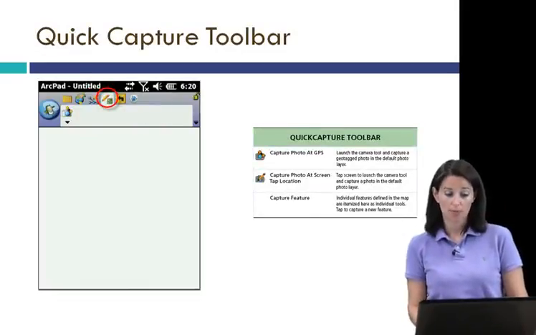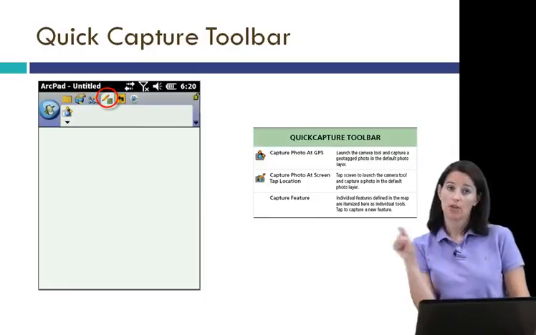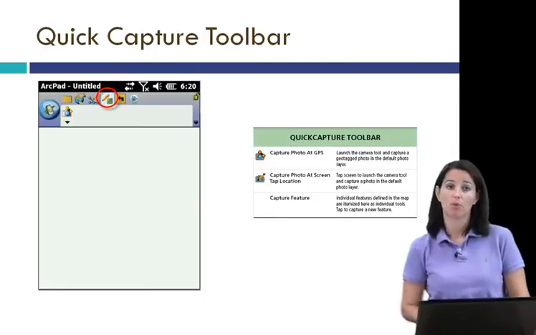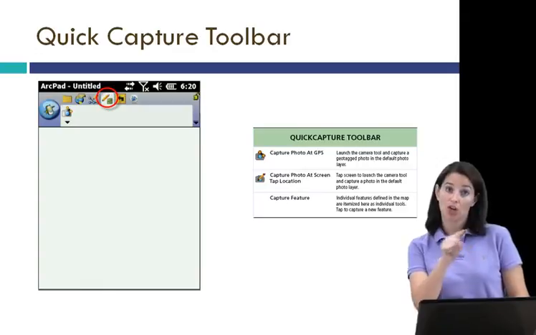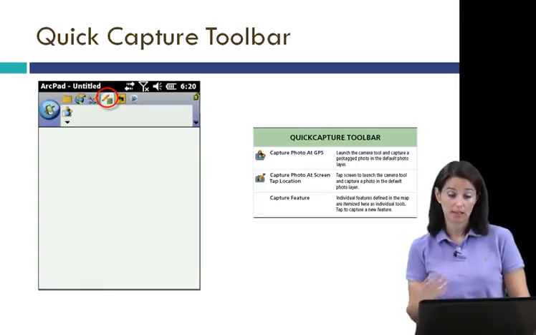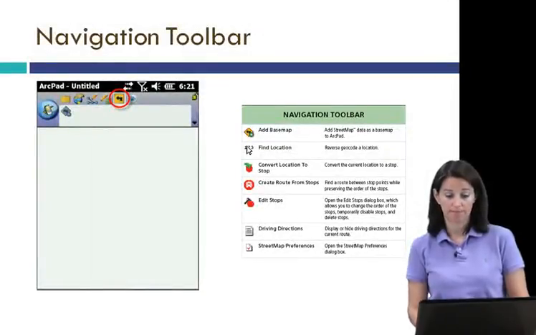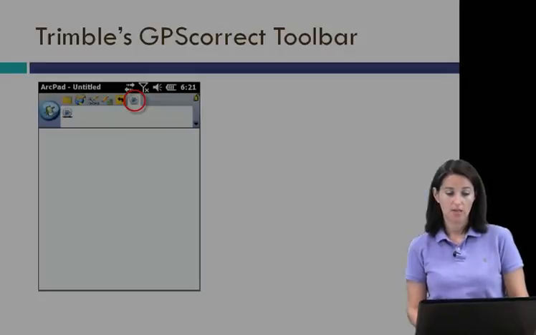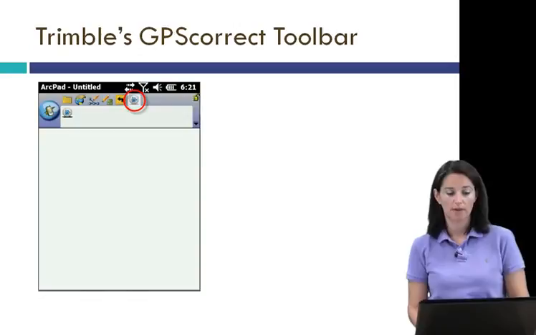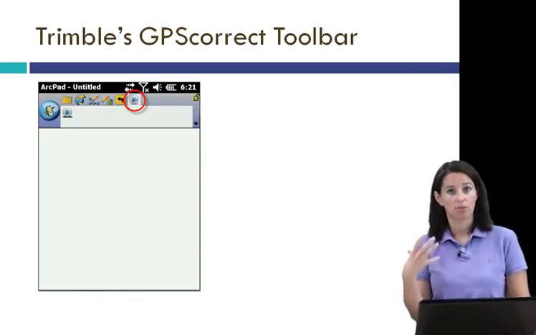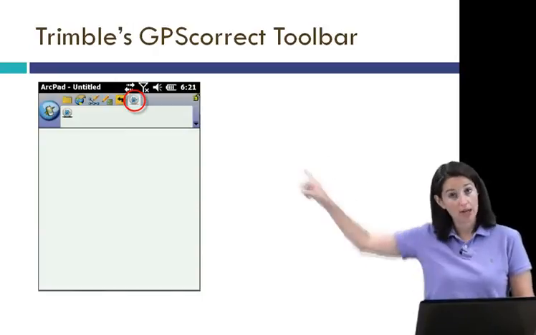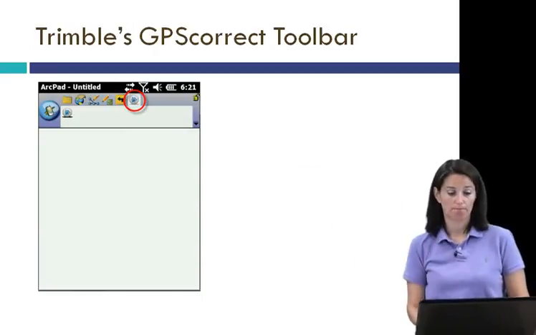The quick capture toolbar. There's not going to be anything on this toolbar until you open up a map. Once you open up a map, then your icons will be on this quick capture toolbar for you to easily collect features. Navigation toolbar. This is the street maps. And then you have your Trimble GPS Correct toolbar, and it's the one that looks like a Trimble icon. And the way that you actually get to Trimble GPS Correct is by tapping the icon that's actually on the toolbar.